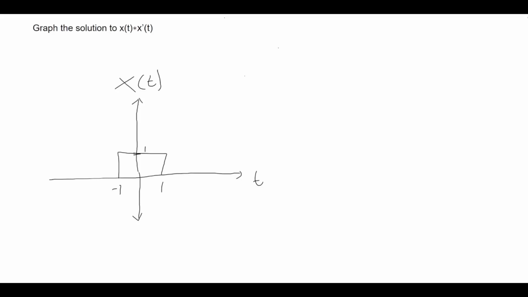Hello everyone. In this problem we are asked to graph the solution of x of t convolved with x prime of t. And we are given the following x of t graph. So to start out, let's graph x prime of t, which is the first derivative of x of t.